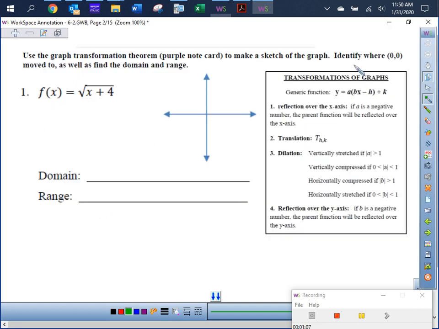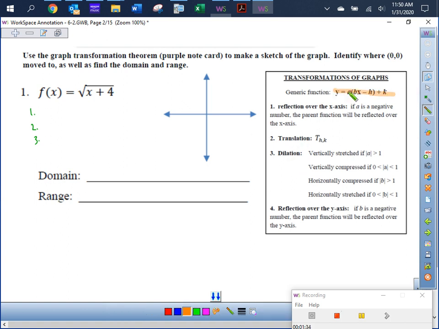So what we're going to do is a little purple note card. If you want to get yours out, you can. But it's just a refresher so we can understand what the square root function looks like a little bit. And truthfully, I don't want to do the whole 4 steps of the purple note card. I think the first 3 steps are good enough. So let's do step 1, 2, 3. And remember, the questions ask us if it gets reflected over the x-axis, translated, dilated, all that good stuff.